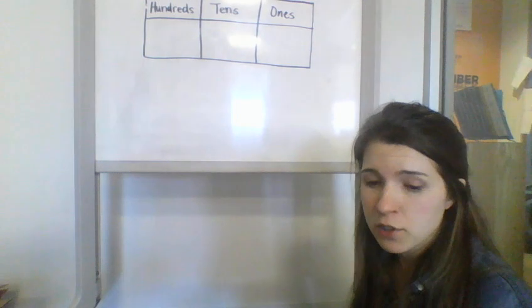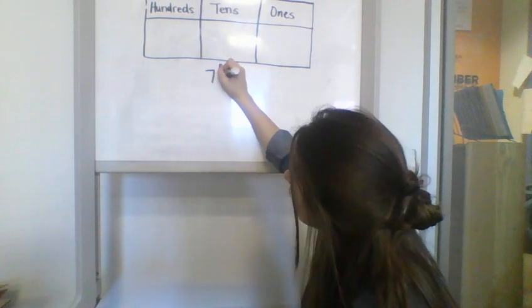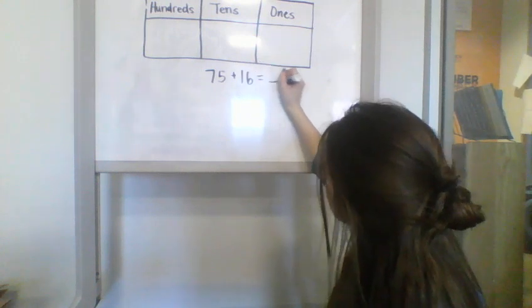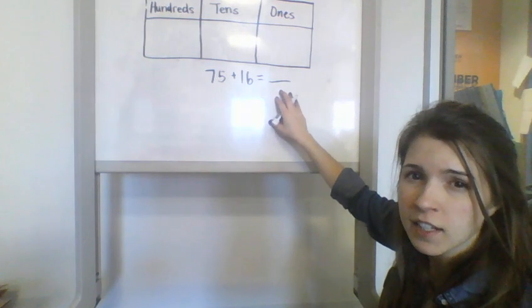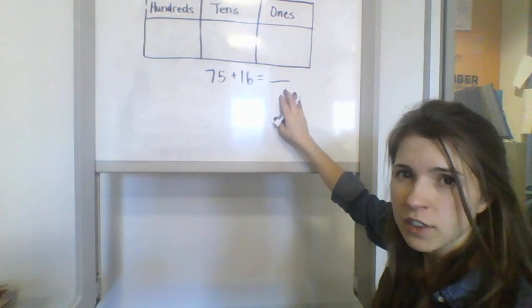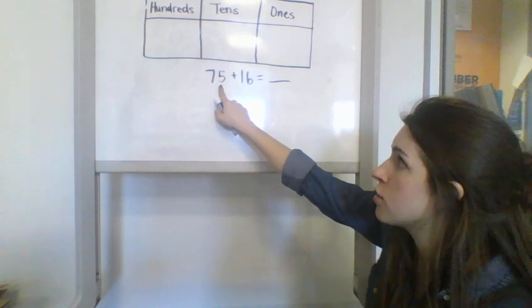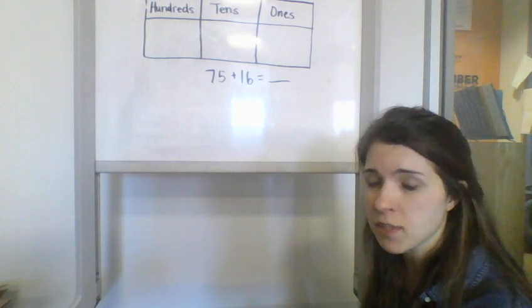So for example 2, it says 75 plus 16 equals, and this is what we needed to figure out. So 75 plus 16 equals what? We need to figure out what the sum is. Remember, each number has 2 digits in it. So 1, 2, 1, 2. They're both 2-digit numbers, and we're adding them together.